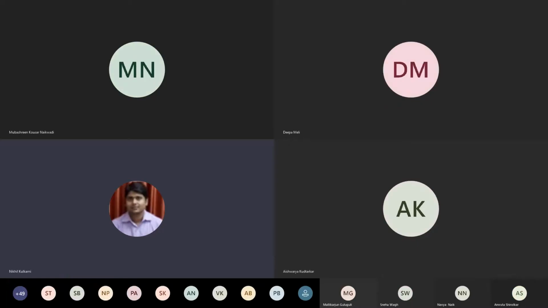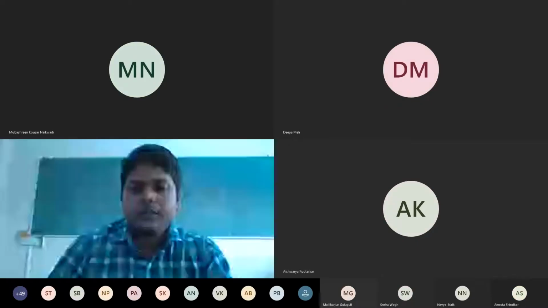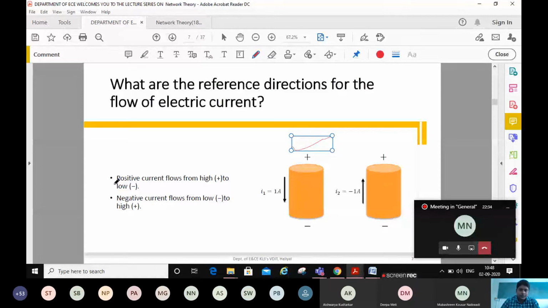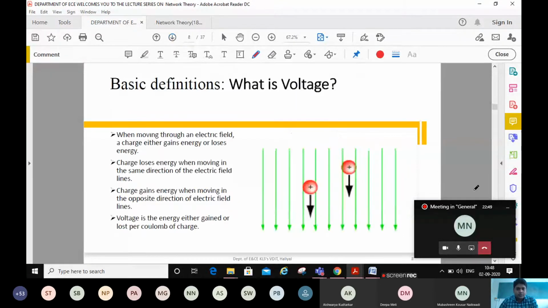So it requires these kinds of concepts here. Positive current flows from higher potential to lower potential, and negative current flows from lower potential to higher potential, right? So these are the references that we follow. Okay, so next, what is voltage?